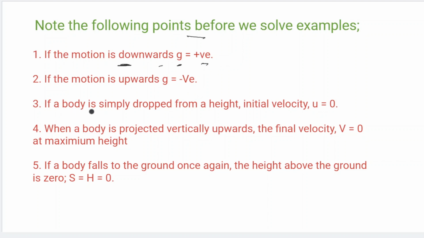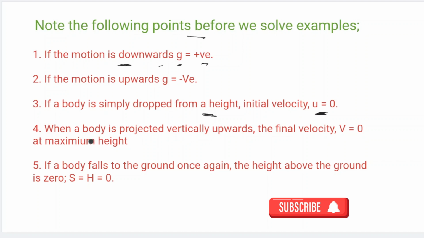Number three, if a body is simply dropped from a height, and when we say body here, we mean object, all right, a ball, it can be anything that is dropped from a height, the initial velocity is 0. So if you release a stone from a height downwards, at that height where you release the stone, the initial velocity u will always be 0.